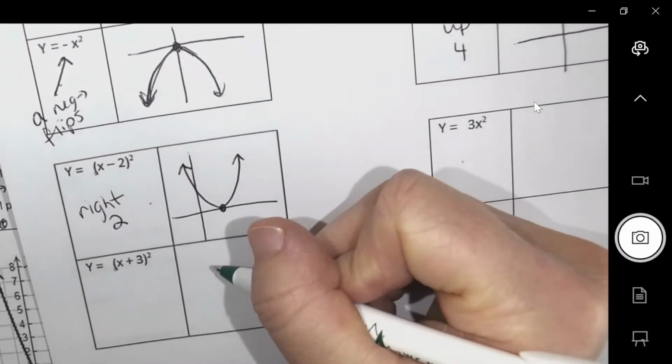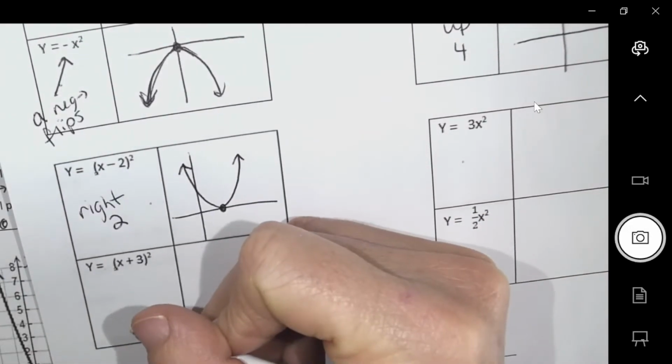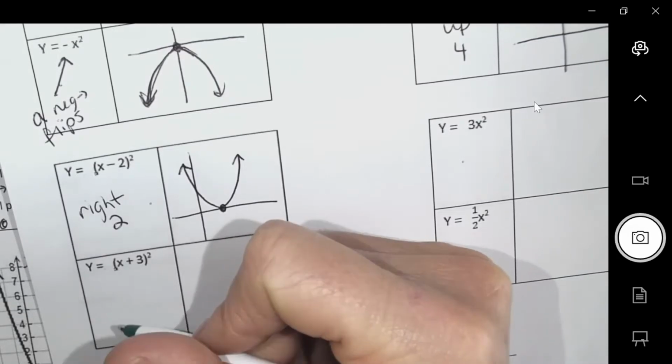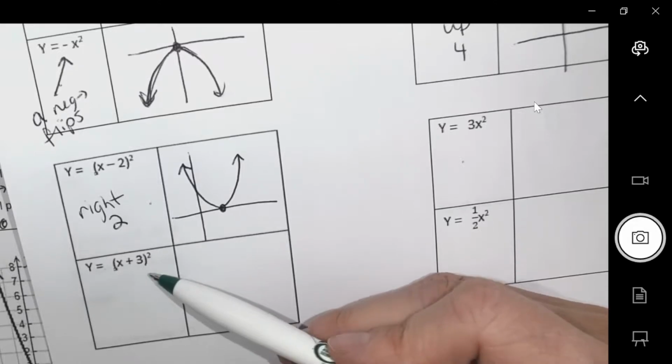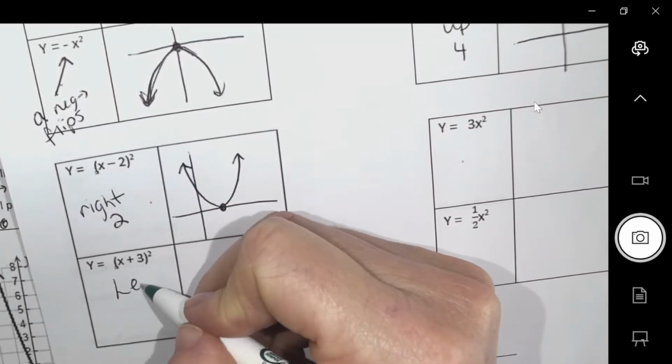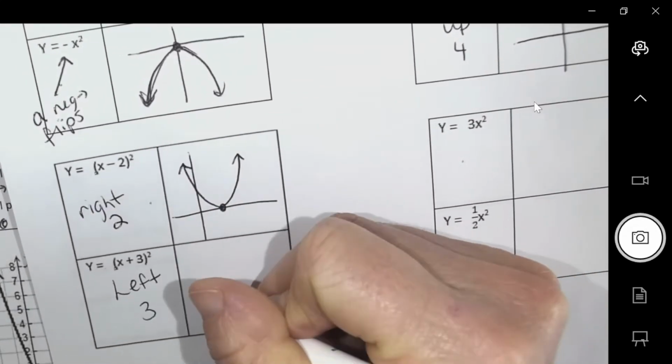Okay. Can we make a last prediction without actually typing it? What do you think might happen on this one? It should move left 3.